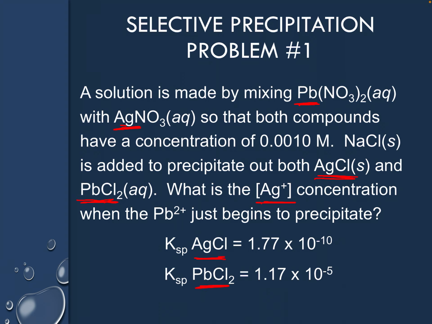So that might not always be true, but in this case, I will tell you our silver chloride will precipitate first and our lead chloride will precipitate after. Okay, so this is asking what is the silver concentration essentially left in solution when the lead just starts to precipitate? Because the silver will start to precipitate out, so our concentration of silver will steadily decrease until we get to the point where then the lead starts to precipitate.